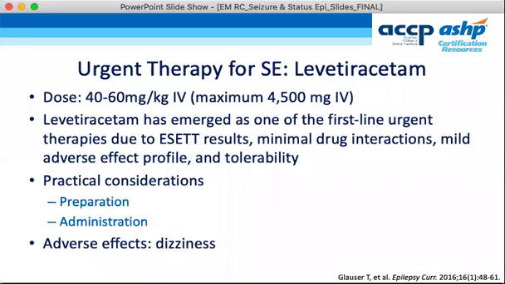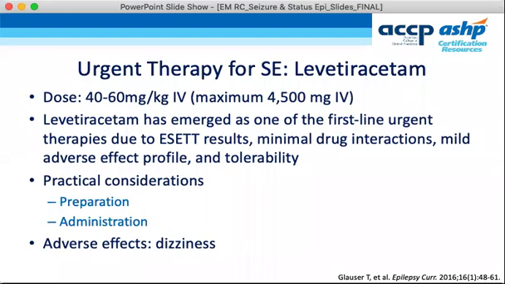Next up is levetiracetam. The dosing per the guidelines is 40 to 60 mg per kg, although the ESET study used 60 mg per kg with a cap of 4,500. It has emerged as one of our first-line therapies, typically because it's an easier drug, right? Minimal drug interactions, mild adverse effect profile, better tolerated, and safer from an administration perspective.